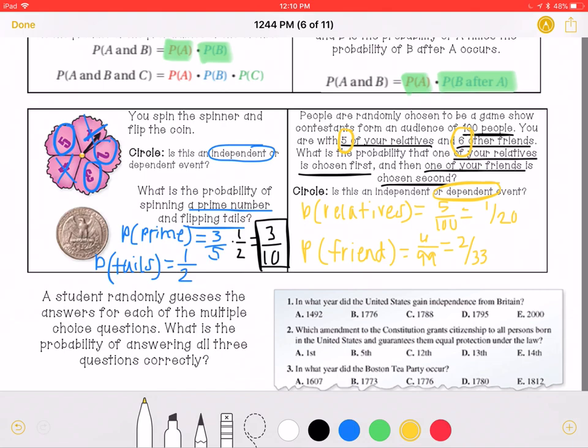Now I want to know the probability of both events happening, so we have to multiply these together. So I'm going to multiply 2 over 33 times 1 out of 20. Might be easier. Let me change this a little bit for us. 2 out of 33. I'm going to cross simplify. Let's change my color again. 1 out of 33 times 10 gives me 330. So the probability of first choosing a relative and then choosing a friend from the audience is a 1 out of 330 chance.